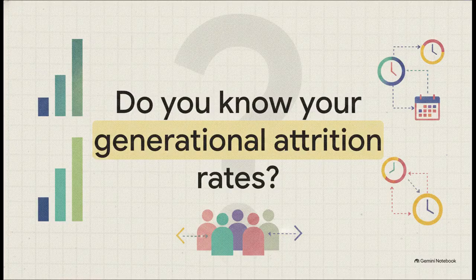Which brings us to our final provocative thought. Based on this whole framework, I want to turn the source material's core question directly back onto you. Do you know the difference in attrition rates across your generational categories, monthly, quarterly, and yearly? Applying this exact ratio-based framework to your own data might just uncover the exact insights you've been looking for.